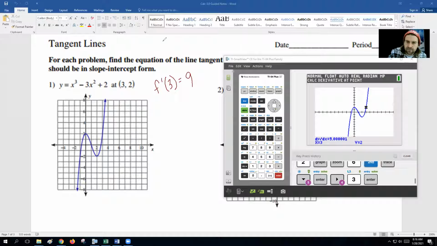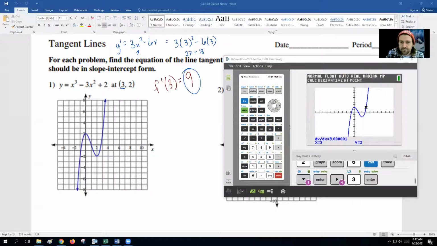So before, back in the day, if we wanted to find the equation of the tangent line, that's what we had to do for all these problems here. We would have first had to take the derivative and say, okay, this is 3x squared minus 6x. And then we would have to take 3 and plug that in. So what is 3 times 3 squared minus 6 times 3? All right, that's 27 minus 18. Okay, that is 9. But now that we have the graphing calculator, we can actually do this real quickly.